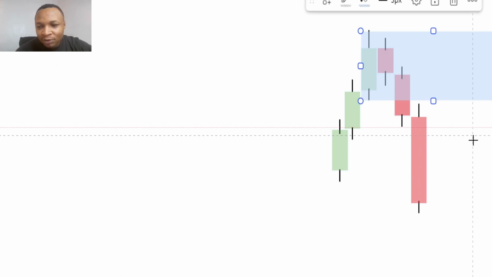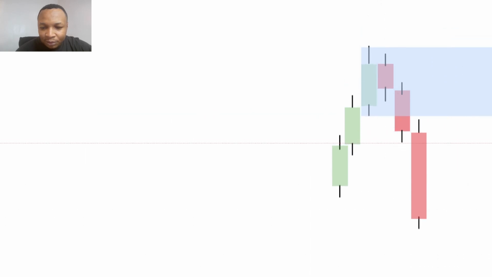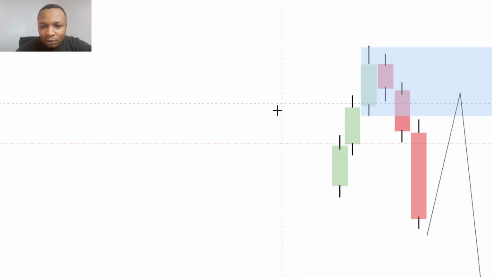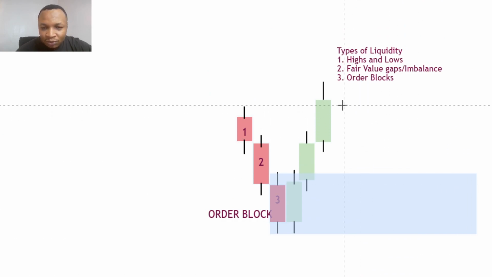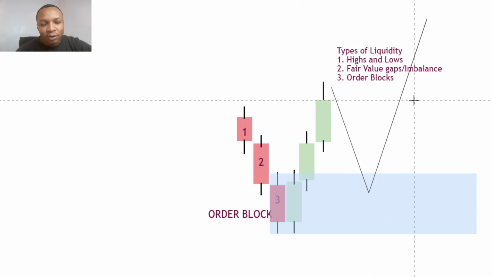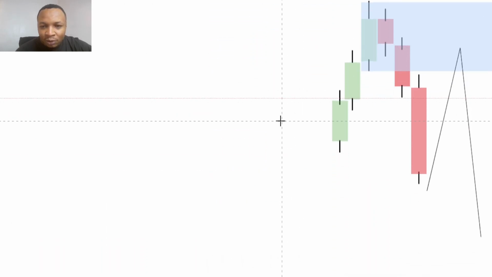Now, how do we take advantage of this order block being a form of liquidity? What we expect from price right here is that after price is traded away from this level, it should revisit this level and then continue selling off. For this other case, we expect price to revisit this level back here and continue buying. So we expect a revisit to the order block and continuation. Alright, so this is for the buy case and this is for the sell case.